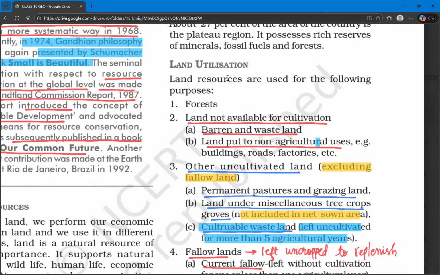First thing, under forest we have our land, which is not available for any purpose, like cultivation. And then the next one is land not available for cultivation. So first one is forest. The second one is land not available for cultivation. In that we have two, that is barren and wasteland. So we do see some lands which are barren, which are left unutilized. So that is called barren and wasteland. And the next one is land put to non-agricultural uses like buildings, factories or houses, roads, etc. These also come under land not available for cultivation.